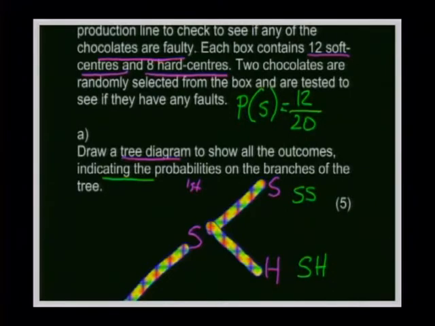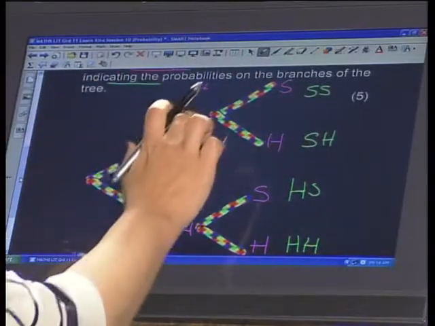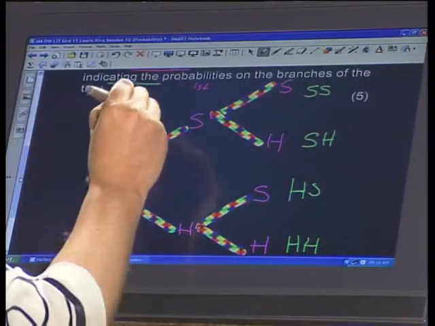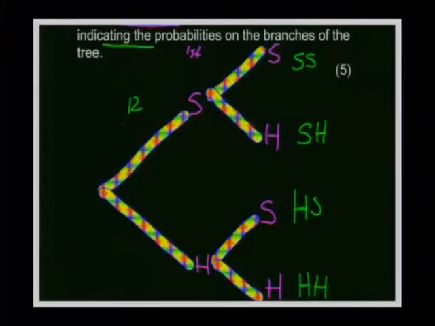And the probability of a hard is now, how many hard did we have? We've got 8 hard out of a total possible 20. So those are my probabilities. Now what the question wants us to do is indicate those probabilities on the branches. So what I'm going to do is, for each branch, this branch was a soft branch. So my soft was 12 out of 20. And then my hard branch was 8 out of 20.